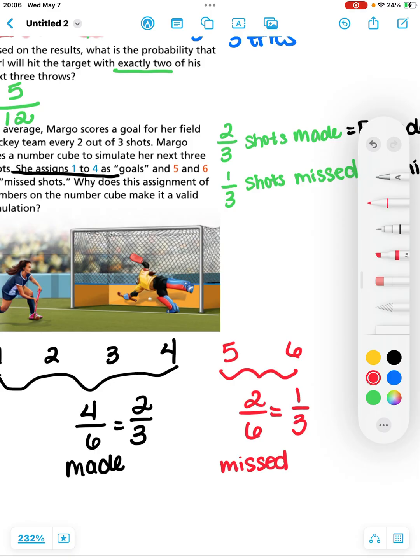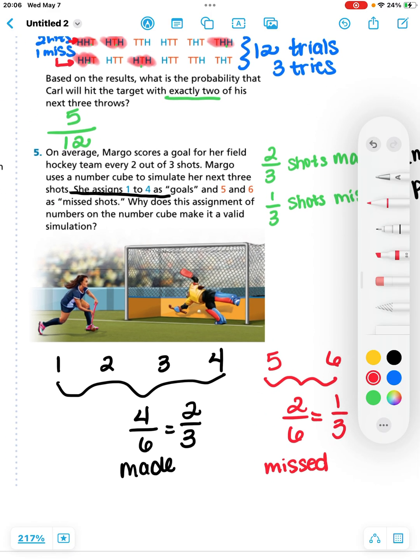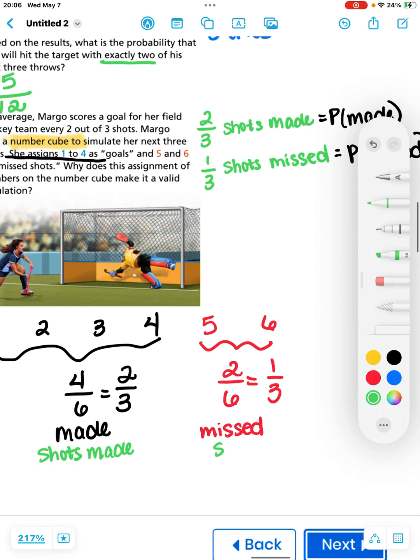So even though it's worded a little wonky, it uses a number cube. Once again, I wish they just used dice. I guess a cube will have 6 sides no matter what, but it still would be a little bit easier if you just called it a dice. But that's how you would analyze it. She analyzed 1 to 4 as goals, meaning shots made, whereas the last 2, 5 and 6, would just be shots missed.